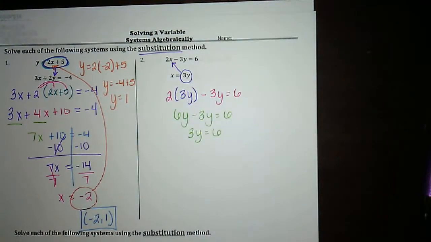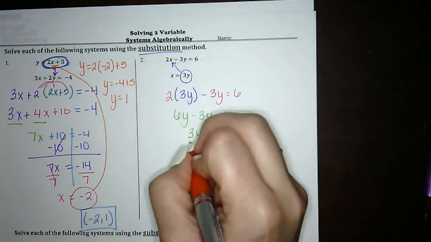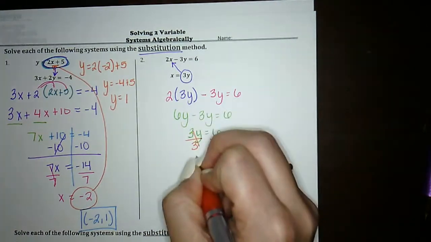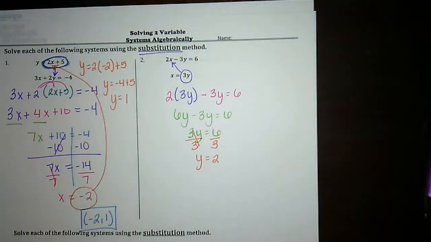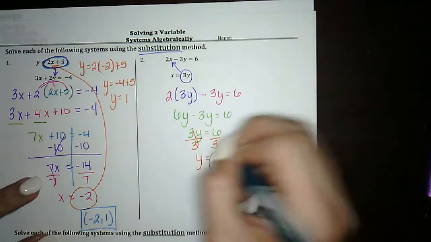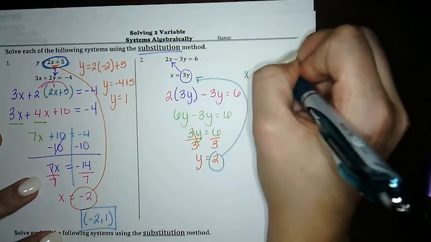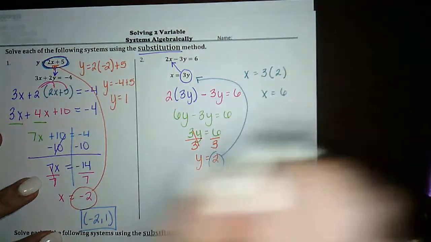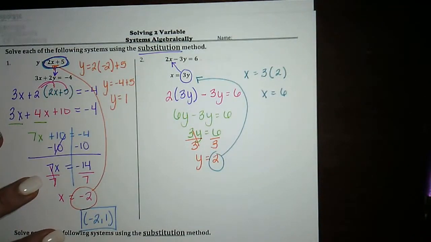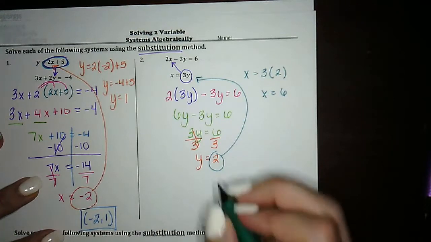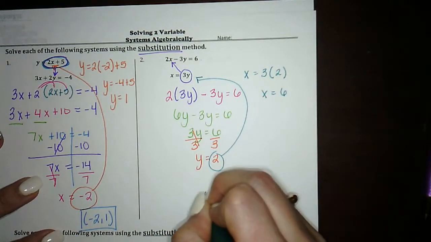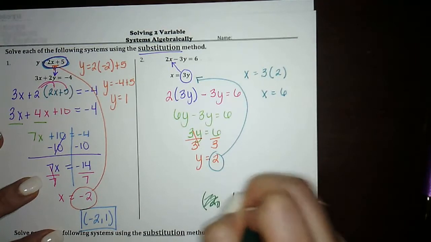And then to get y by itself, we do the inverse operation. So we're going to divide by 3 on both sides. And y equals 2. Are we done? Of course, Jordan, we are not done yet, but we're almost there. We are going to sub 2 in for y into this equation. X equals 3 times 2, so x equals 6. And that means that our coordinate is 6, 2.